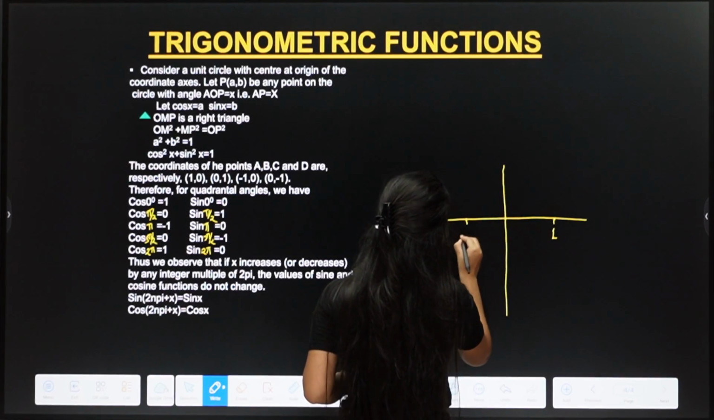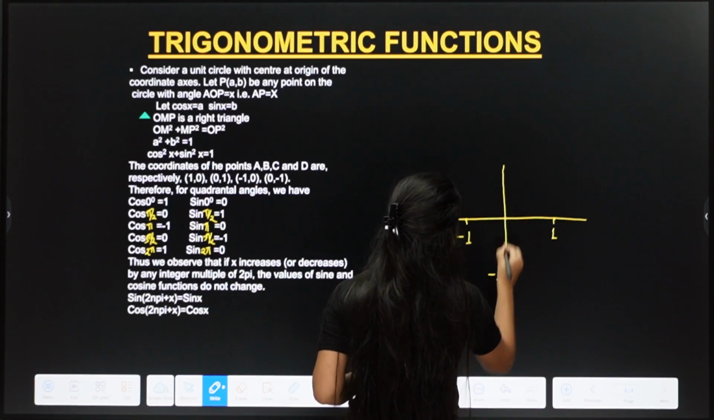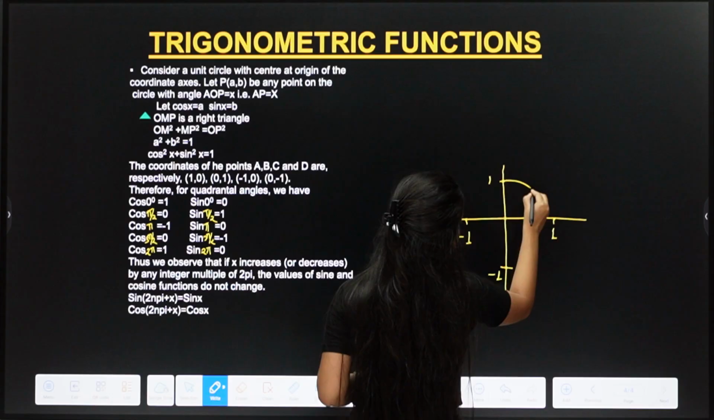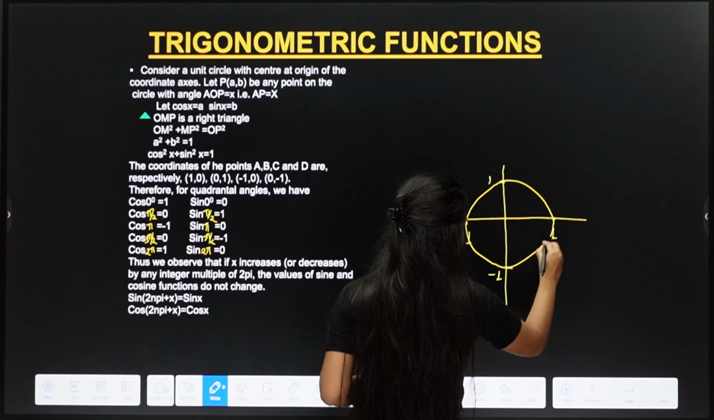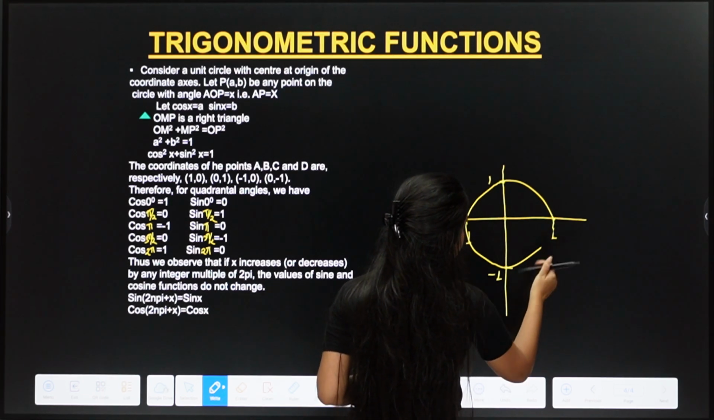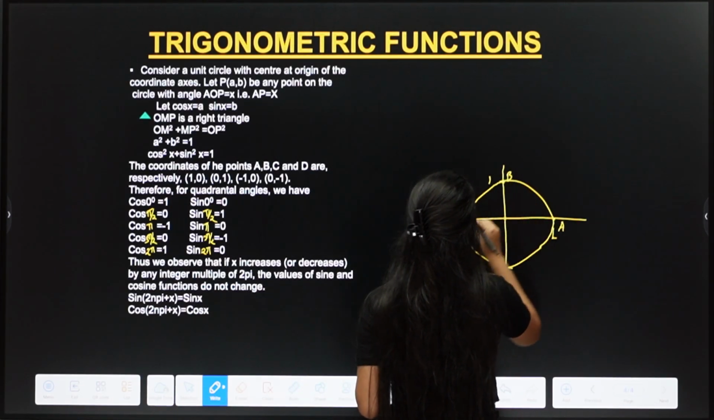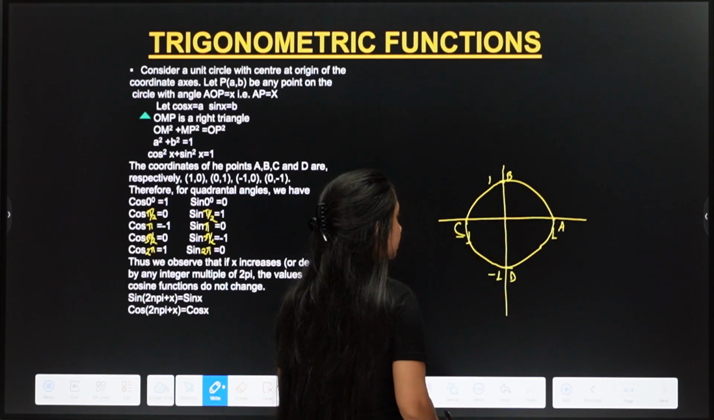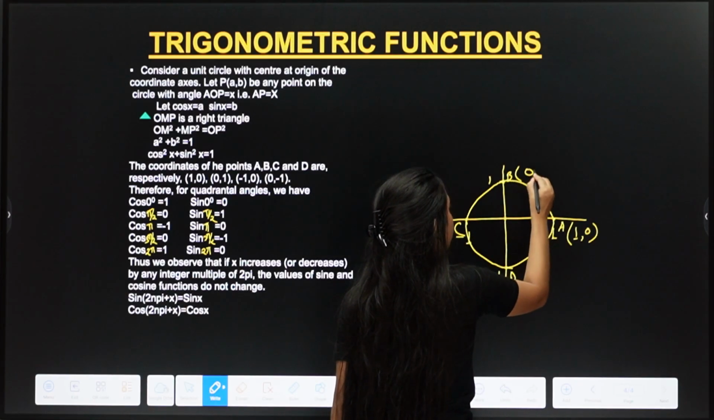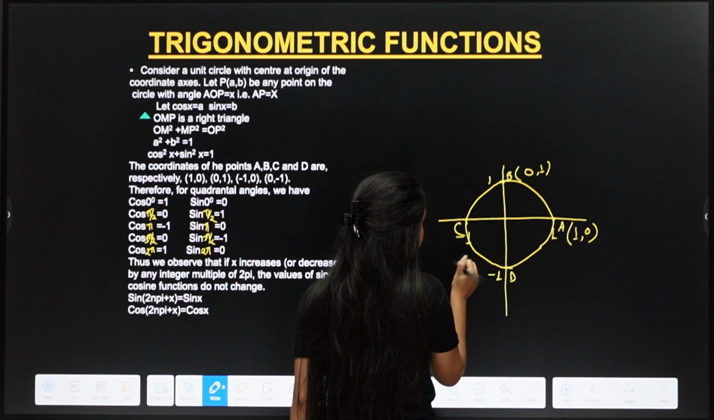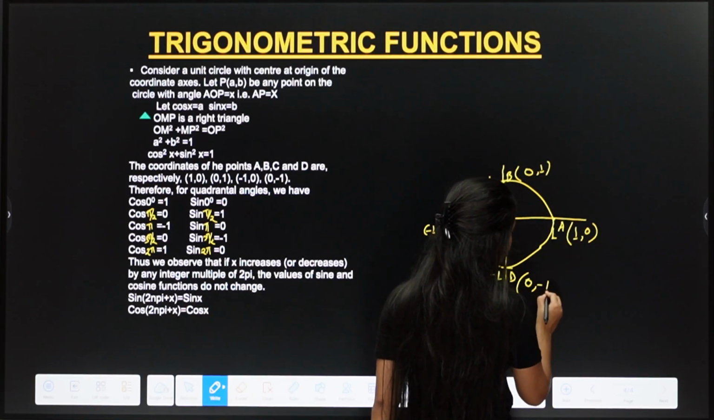with points 1, minus 1, 1, minus 1 marked on the axes. And we will name them A, B, C, D. So we can see that A coordinate is (1, 0), B coordinate is (0, 1), C coordinate is (minus 1, 0), and D coordinate is (0, minus 1).